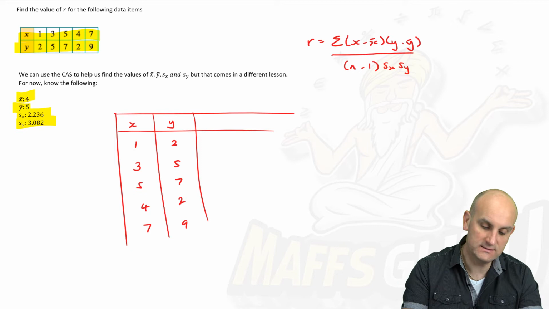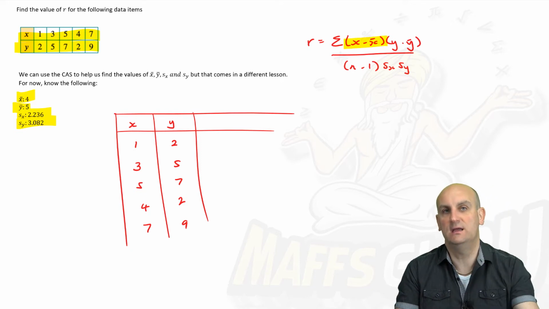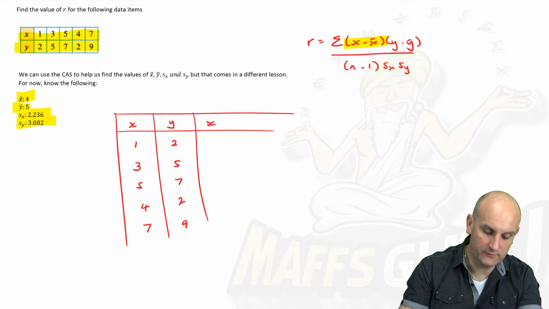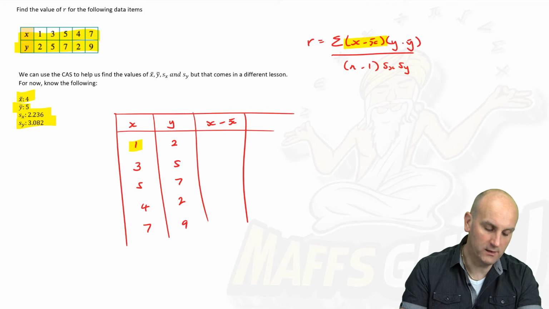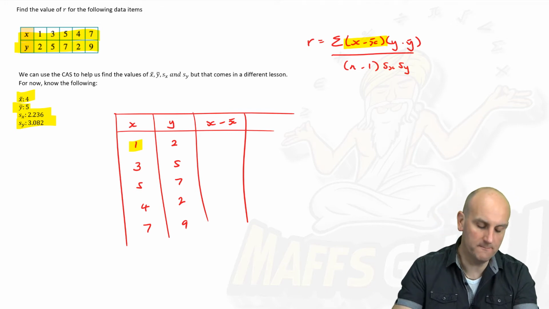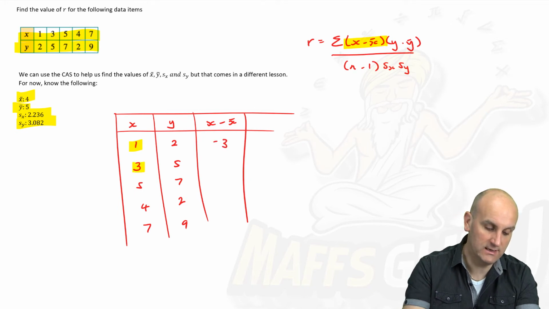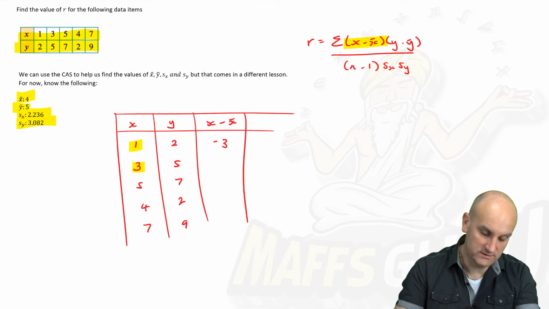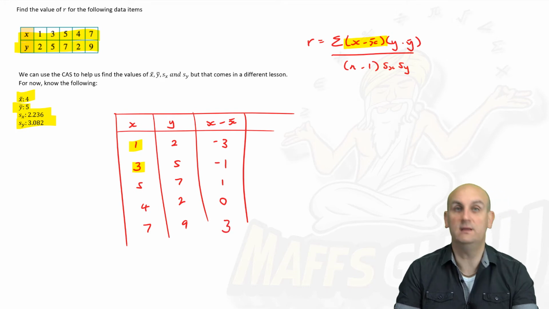First thing I'm going to do now is deal with this part, and I'm going to create a column that says for each x value, take away the mean of all the x values. So here we go, x minus x bar, and draw a line. I'm going to take 1 and subtract from it x bar, which we knew from the question was 4. So 1 minus 4 gives me minus 3. I'm going to take my next x value, which is 3, and take away from it 4, which gives me minus 1. 5 take away 4 gives me 1, 4 take away 4 gives me 0, and 7 take away 4 gives me 3. So this is just taking some numbers away.